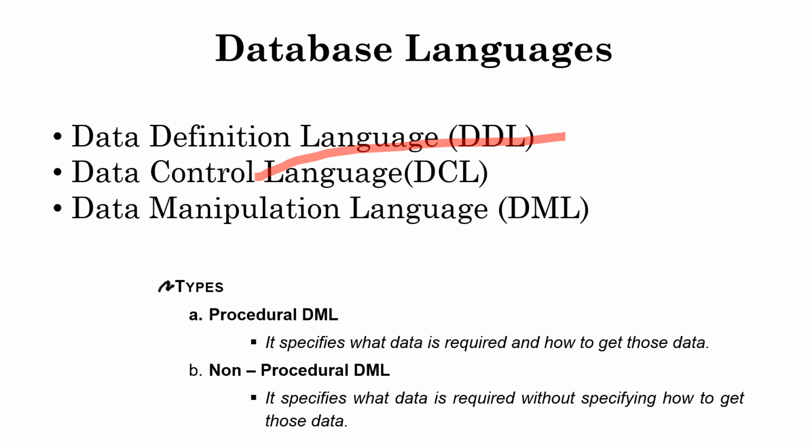control or data control language, it generates the sets of tables stored in the data dictionary. The data dictionary contains the metadata. The DCL is used for granting and revoking user access on the database. To grant access to a user, use grant. To revoke access from the user, use revoke.